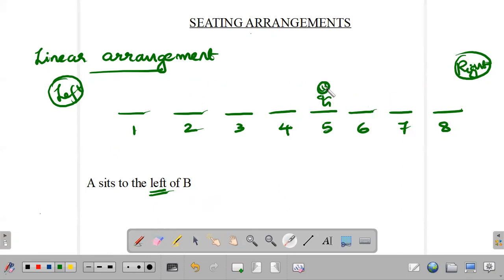Okay, so now tell me, imagine our B is sitting in seat number 5. Now I am telling you, A sits to the left of B. Please tell me, among the available seats, where will A be sitting? It may be 1 or 2 or 3 or 4. Don't say 1 and 3 and 2 and 4. Don't use and, you should say or. It may be 1 or 2 or 3 or 4.